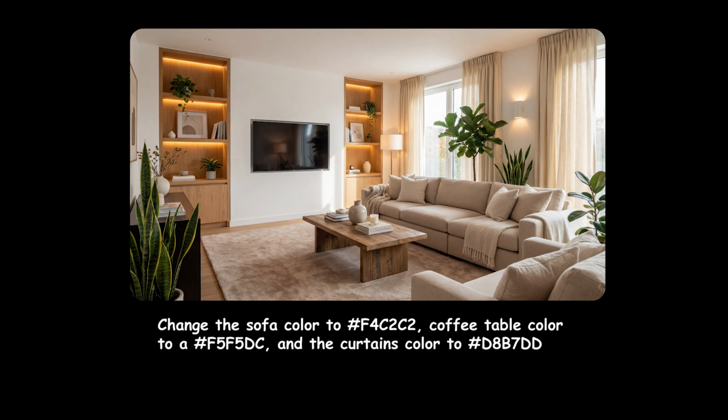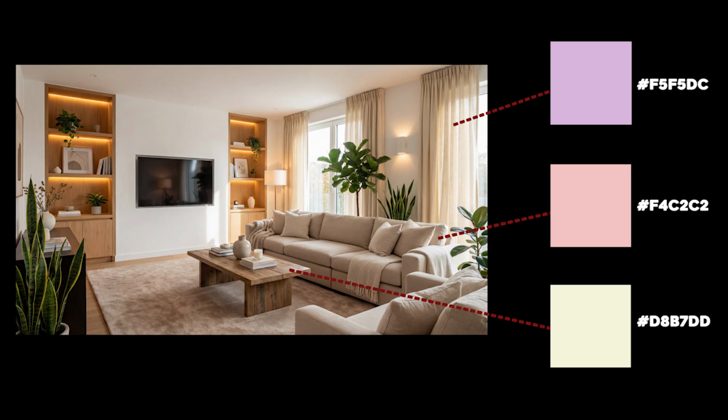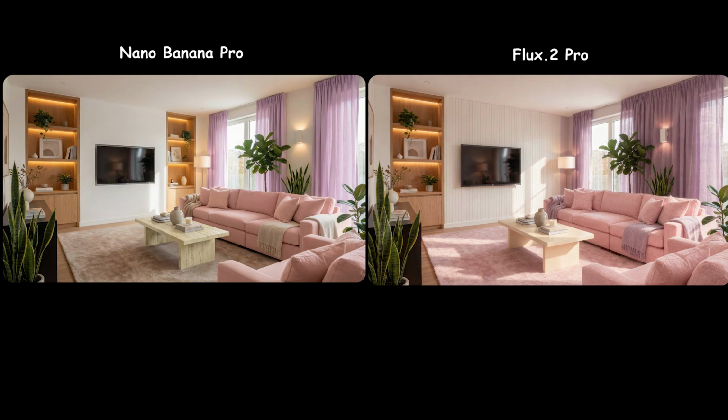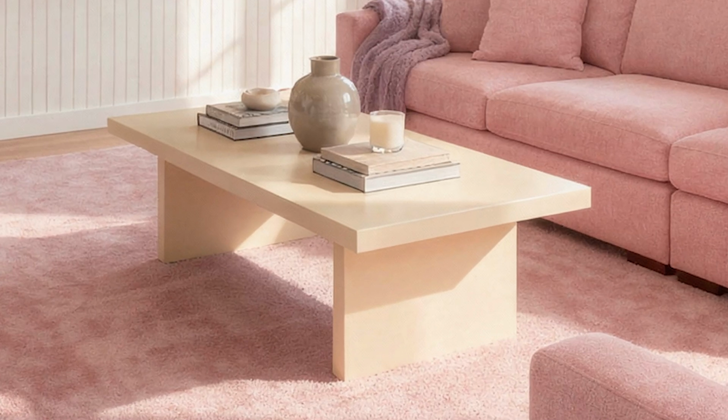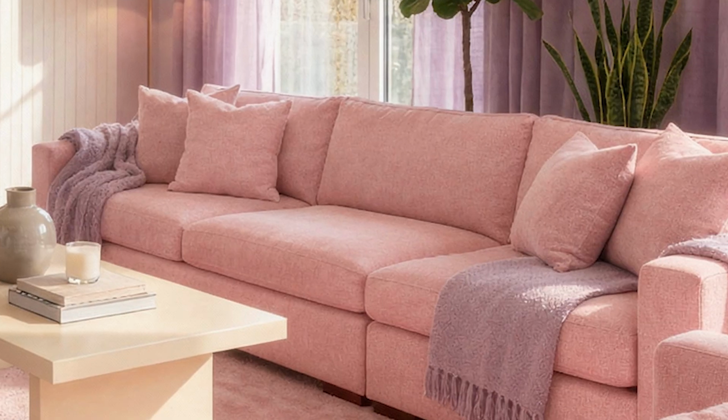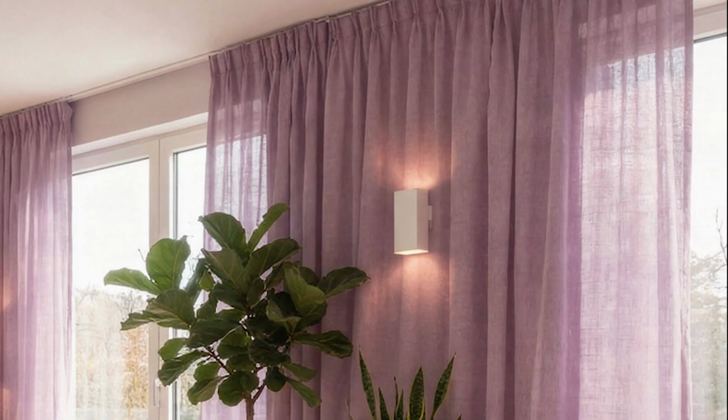In the next test, I provided a reference image and specific hex codes, asking the models to change the colors of the sofa, table, and curtains based on these colors. Both models correctly identified and applied the colors. However, Flux made additional, unrequested changes. It changed the material of the table, losing the wood texture, changed the wall behind the TV, modified the colors of the blankets and rug, and merged the curtains into a single continuous piece.